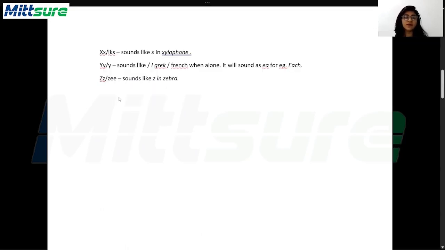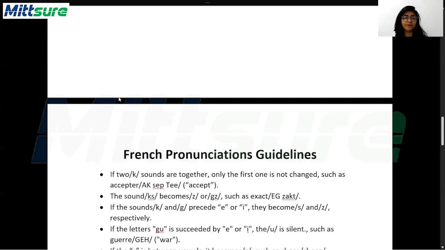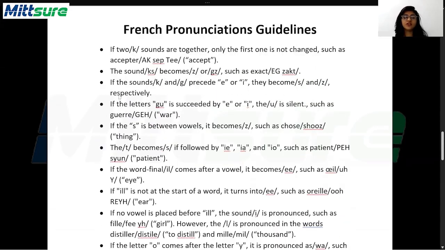Now let's begin with our topic for today, French pronunciation guidelines. These pronunciation guidelines basically help you to read those French words which have quite different pronunciations from what is written, and also help you to communicate better.